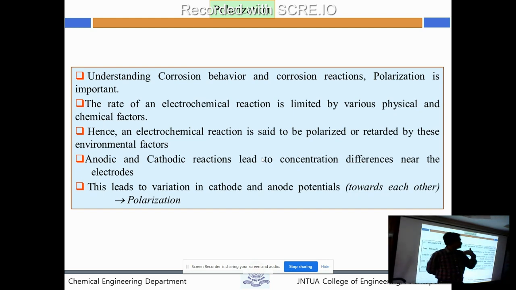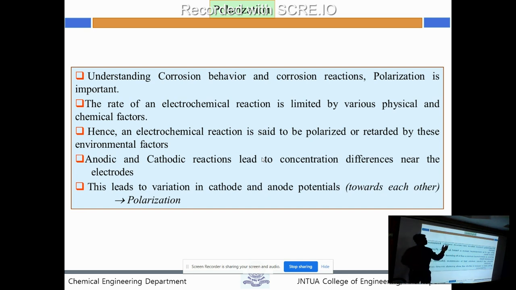Yesterday, or in the previous classes, we understood some of the electrochemical reactions, that may be iron oxidation or zinc oxidation or magnesium oxidation, whatever it may be. So there is an electrochemical reaction going on, and then how those corrosion reactions will affect the kinetics, what we call electrochemical kinetics. In order to understand the electrochemical kinetics, this polarization concept will be very useful. So that's understanding the corrosion behavior.